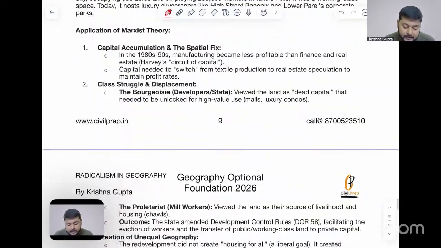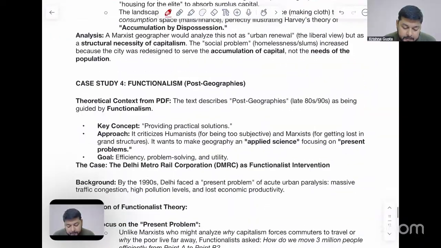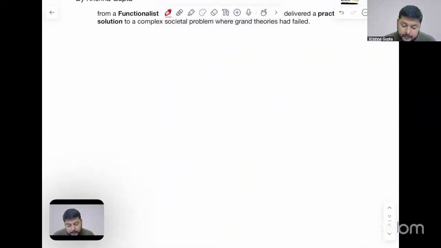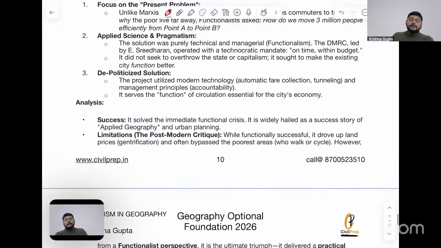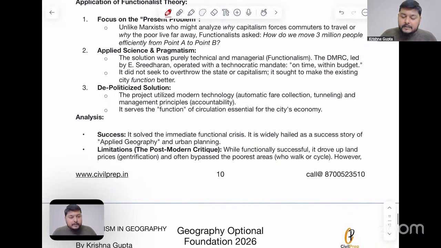Okay, there is case study 3 also. There is case study 4. You can go through that part here. Now, this is the first part of the topic. Have you understood? Do you have any doubt here? Then we'll go to the postmodern and the functionalist geography to understand the Marxist geography in a better way.